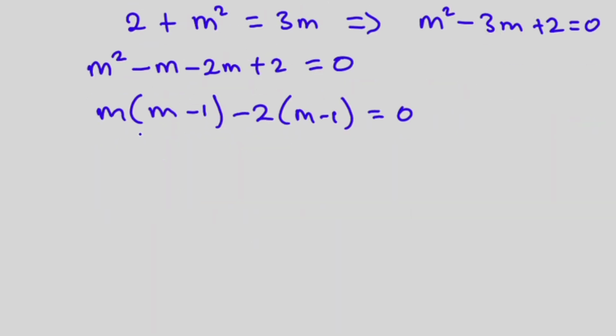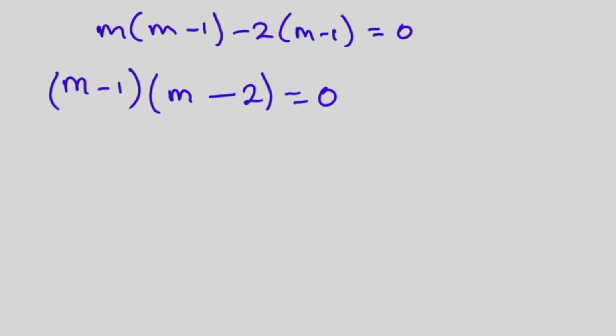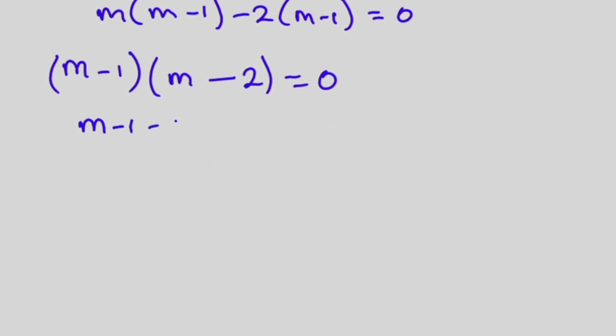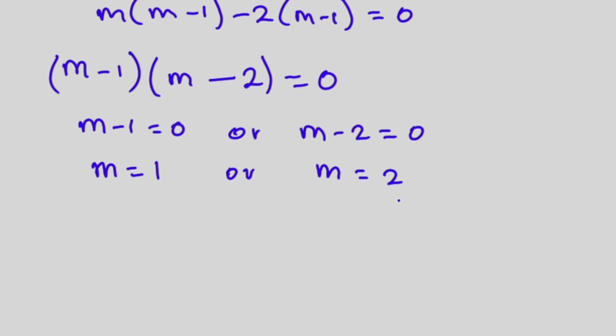Now we also see that m minus 1 is common. So let's take it out so that we get m minus 1 times, here we are left with m, then this side we are left with minus 2. And this is equal to 0. Now at this point, we can say that m minus 1 is equal to 0, or m minus 2 is equal to 0. And now we see that m is equal to positive 1, or m is equal to positive 2. But remember, initially we let m equal to 2 to the power cos squared x, right?